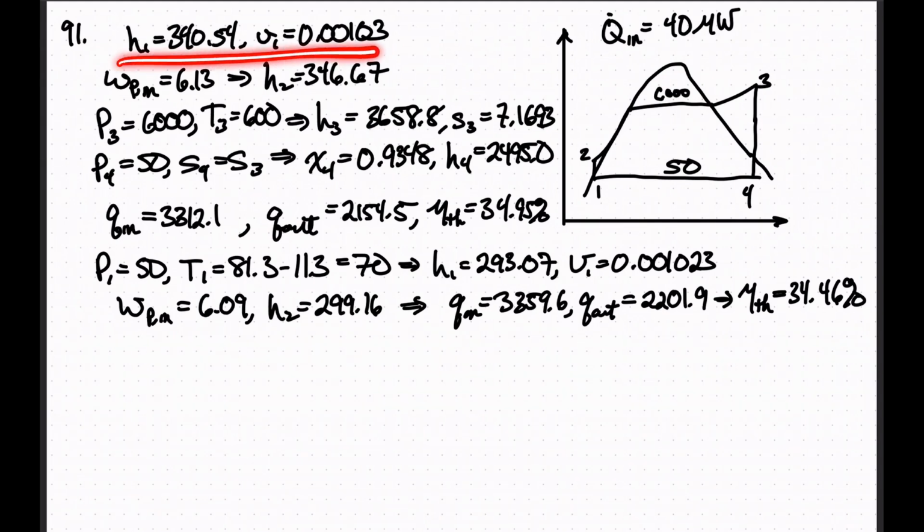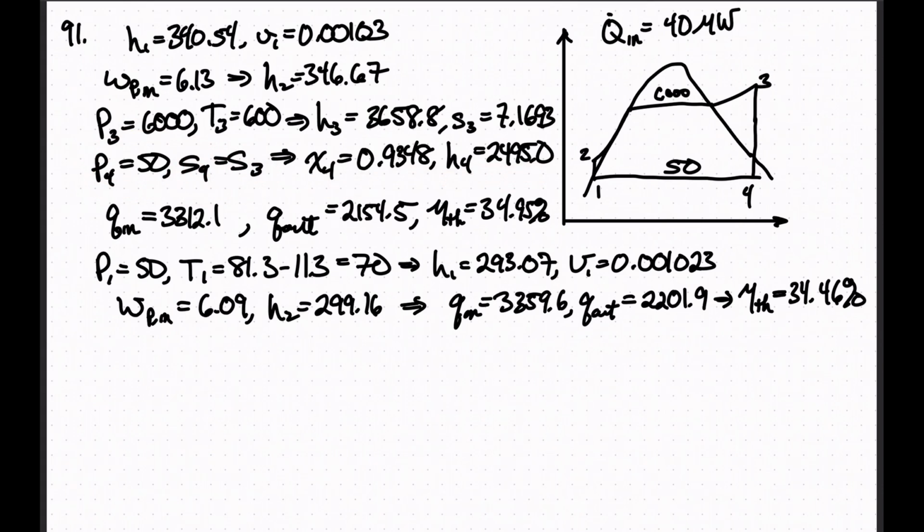So we can get the enthalpy and the specific volume at 1, find the energy it takes the pump to pump that up from 50 to 6,000 kilopascals, and then an energy balance on the pump gives us the enthalpy exiting the pump. Then we're given the temperature here, which is 600 degrees C, and we know the pressure, so we can get the enthalpy and the entropy. It's an isentropic turbine, so S4 is the same as S3, and we know P4, so we can get the quality, and we can get H4.